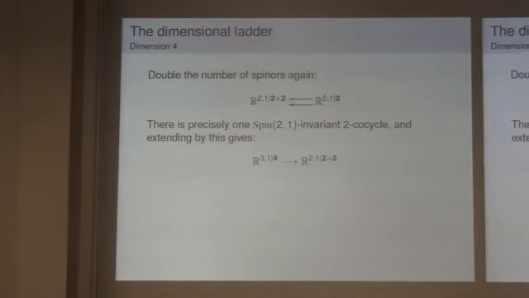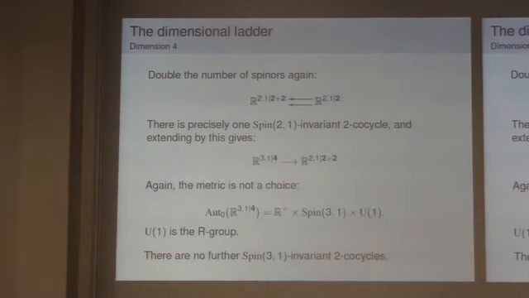So, to increase my supply of cocycles, I'm going to double the number of spinors again. And once I do that, there is precisely one spin invariant cocycle, and extending by it gives three-dimensional superspace-time. That metric is not a choice, once again, because of this theorem, that the automorphism group determines the spin group. In this case, we have some R symmetries as well. And at this stage, there are no further spin invariant cocycles.